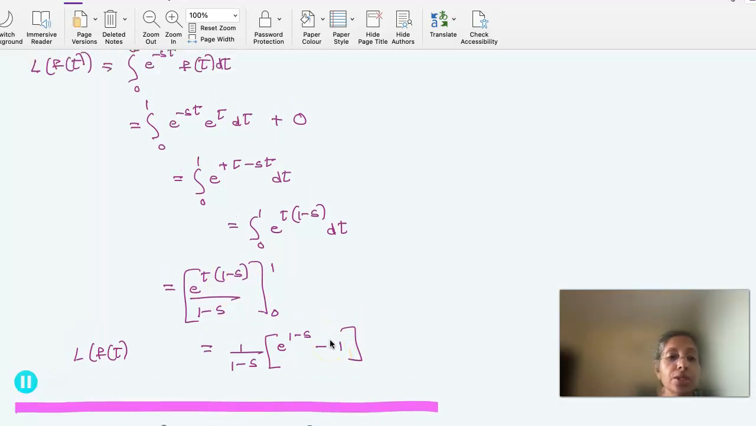So that concludes the small sneak preview into Laplace transforms.